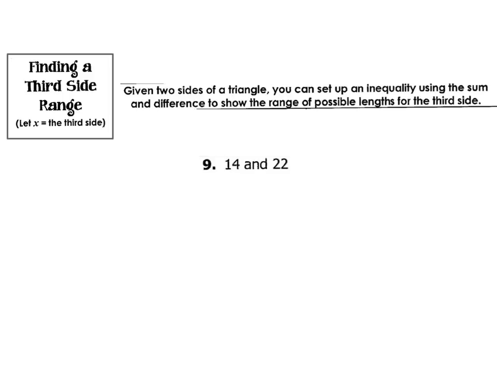Alright, so now when we're trying to find a third side range. If we're given two sides of a triangle, we can set up an inequality using the sum and the difference to show a range of possible lengths for the third side. When we're trying to find a range using inequalities, we would say that A is less than X is less than B, where X is the third side that we're looking for.